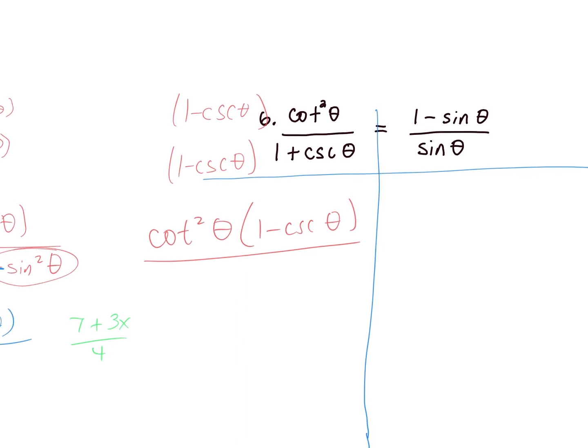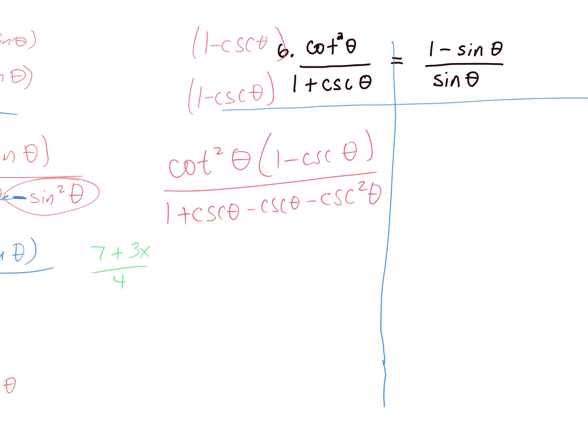Let's FOIL. 1 times 1 is? 1. 1 times negative cosecant is minus cosecant. Cosecant times 1 is positive cosecant. The cosecants cancel, so I'm left with 1 minus cosecant squared theta, right? That's where we are here.